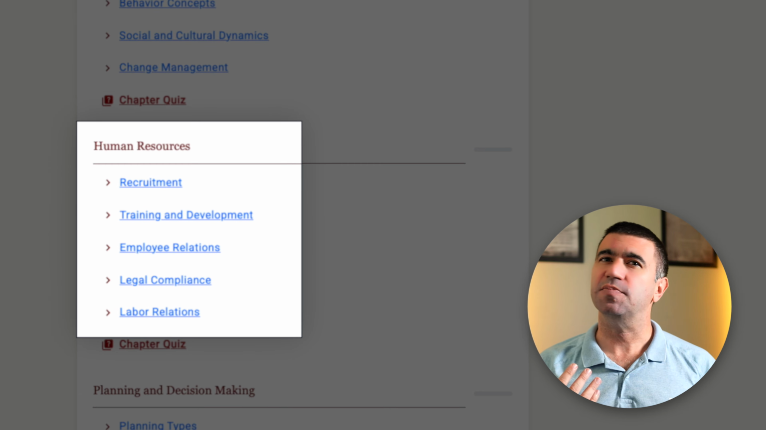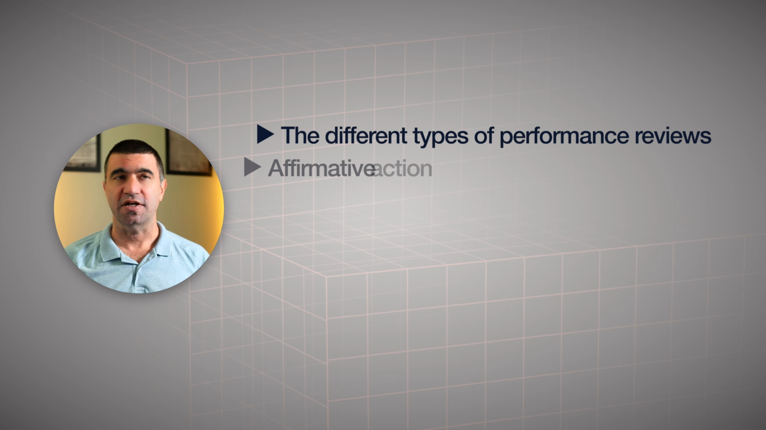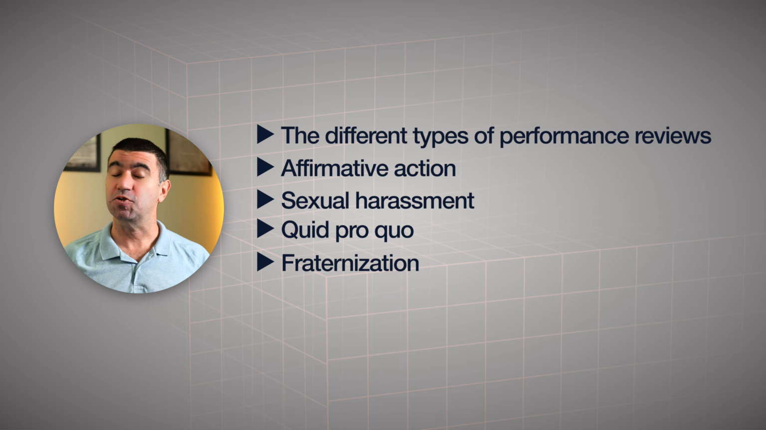You'll also need to know some human resource knowledge. Topics like the different types of performance reviews, affirmative action, sexual harassment, quid pro quo, fraternization. Those are all good to have down. Likewise, understanding labor laws and how unions work is also important for supervisors.